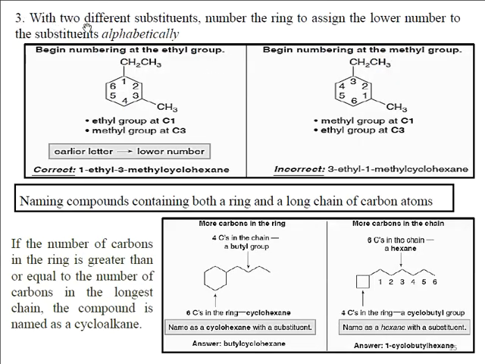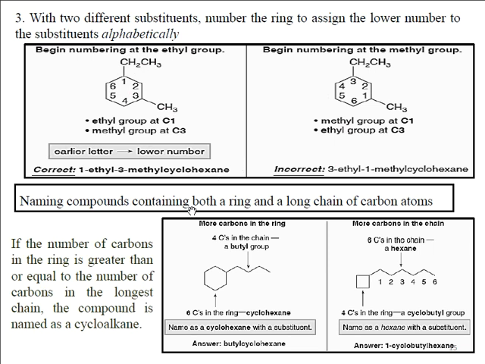With 2 different substituents, number the ring to assign the lower number to the substituent that comes first alphabetically. Now look at this ring. You have methyl and ethyl here. Which one takes number 1? Of course, the ethyl. Why? Because alphabetically, ethyl starts with the letter E, methyl starts with M. That means the ethyl takes number 1, and this is correct and this is incorrect.